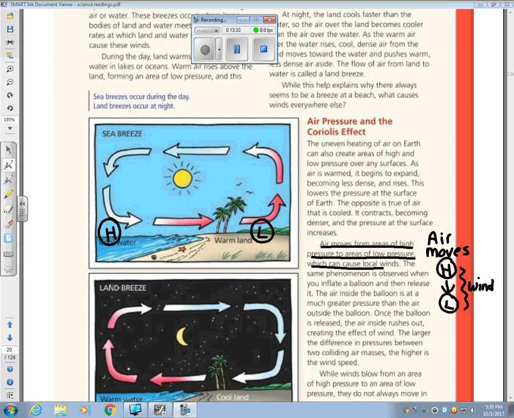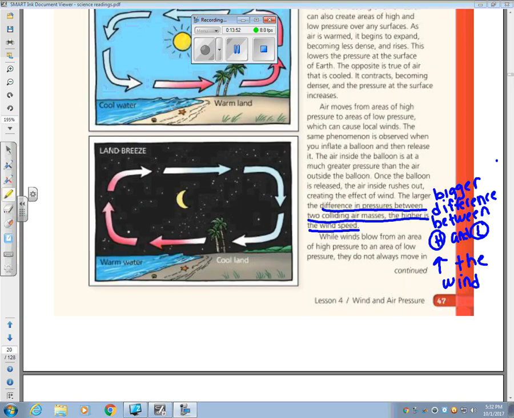If the difference between the high pressure and the low pressure is smaller, the wind is smaller. If the high pressure is really high and the low pressure is really low, you can have lots of wind. So the bigger the difference between the high and the low, the more wind there is.